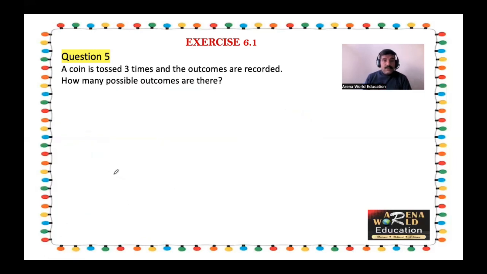So let us move to question number 5. Here, a coin is tossed 3 times and the outcomes are recorded. So how many possible outcomes are there? Always remember, whenever we toss a coin, what is the possibility? Either it will be head or tail, right? So how many total outcomes do we have?